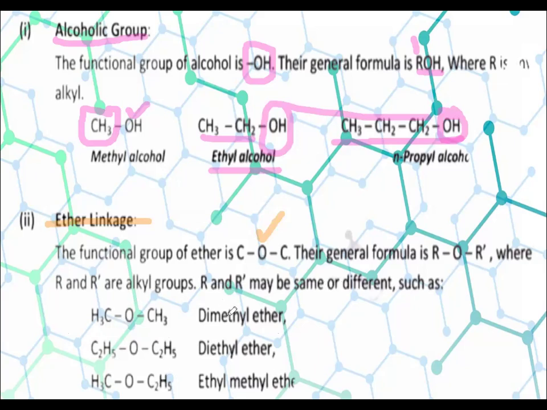You can see here dimethyl ether. Here's a methyl and here's a methyl, and in between, oxygen is bonding these two methyls, and therefore this is named dimethyl ether. Here two ethyl groups are bonded to oxygen, the ether linkage, so this is known as diethyl ether. And here you can see a methyl and here an ethyl, two different alkyl radicals bonded with the ether linkage, so it is named ethyl methyl ether. Okay.